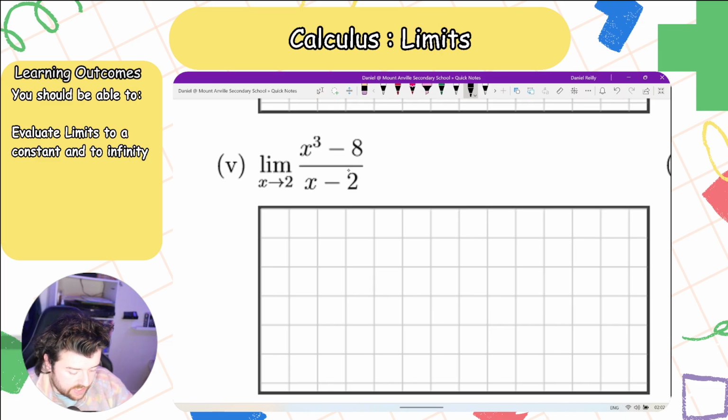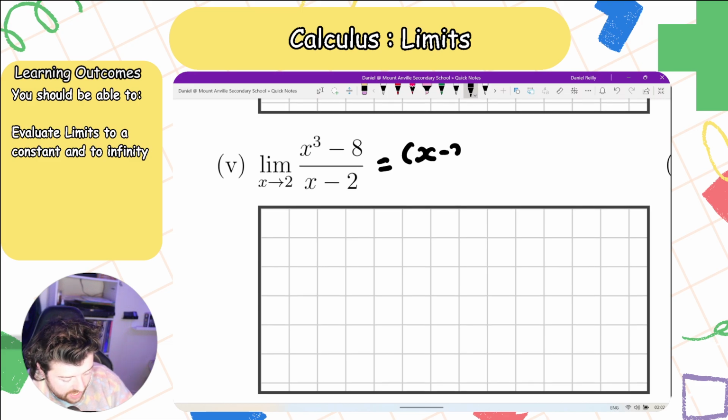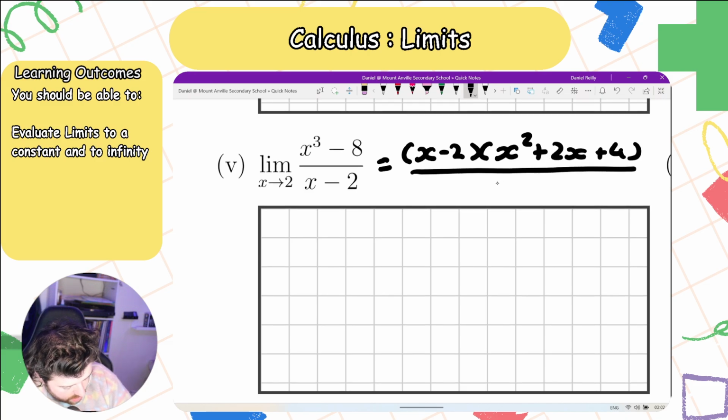x cubed minus 8 over x minus 2. Sub in x equals 2, I'm going to get 0 over 0. So I need to factorize this as a difference of cubes: x minus 2 times x squared plus 2x plus 4, all over x minus 2. They're going to cancel out.